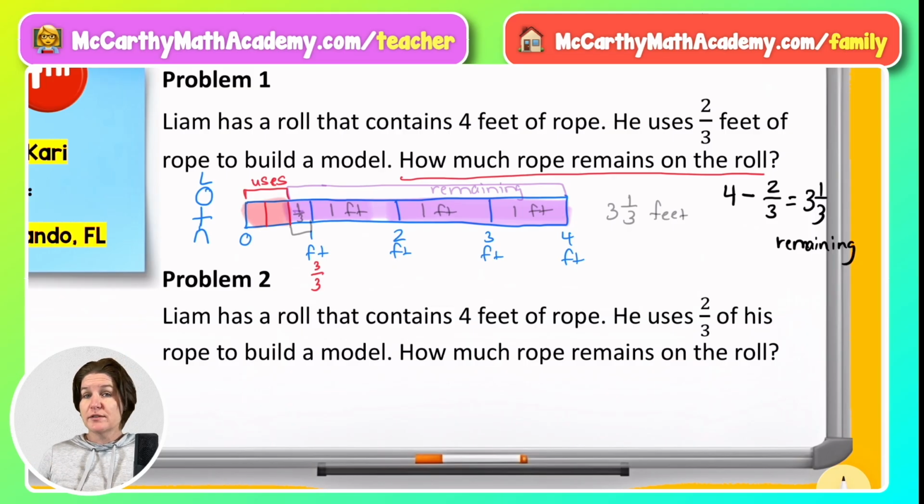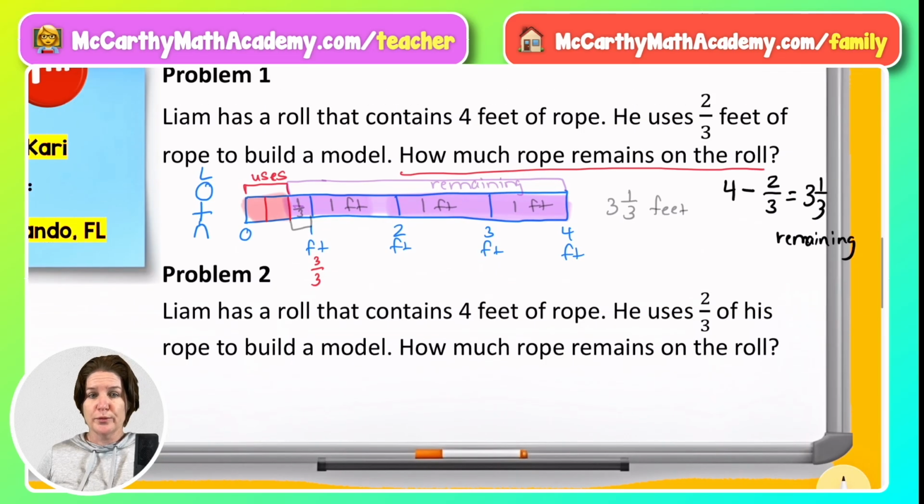Now let's notice the difference here in problem number 2. It says that Liam has a roll that contains 4 feet of rope. He uses 2/3 of his rope to build a model. How much of the rope remains on the roll?